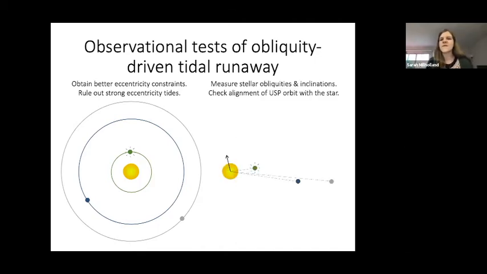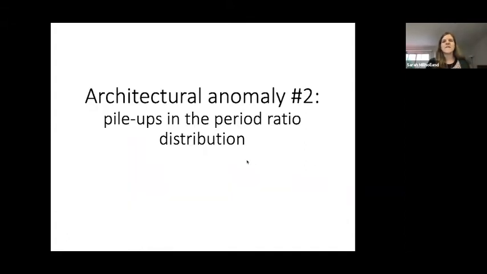Second, I didn't have time to talk about this in detail, but another prediction of our work is that USPs should end up on orbits that are fairly aligned with the stellar spin axis, compared to their companions, which we think should be a little bit misaligned with the star. And so these stellar obliquities actually are observable, and we think that follow-up observations of these could help check this hypothesis.